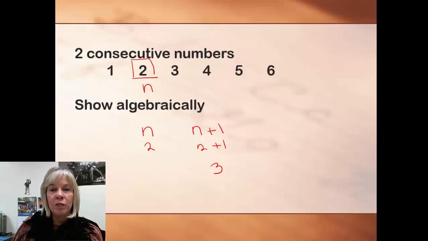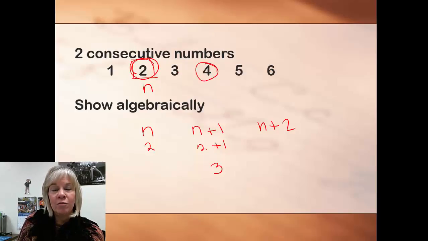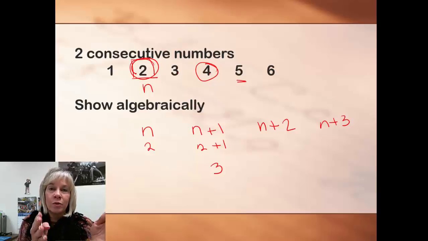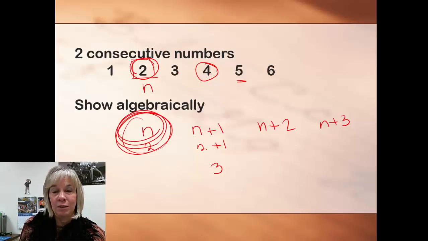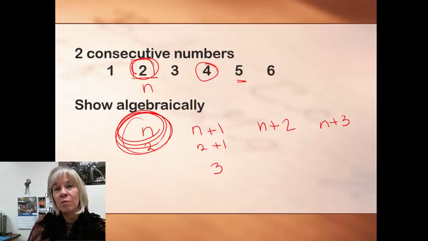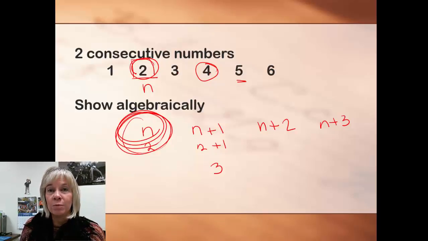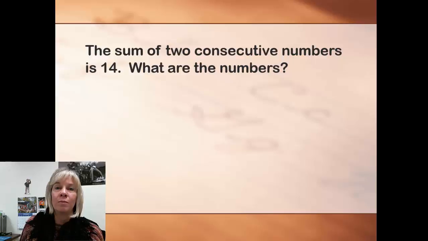The next number would be n plus 2. If n is 2, then if I add 2, I get 4. N plus 3 would be my next number. So as I progress through my consecutive numbers, I'm adding 1 each time. So n, this is always our starting point, the n. And then for each consecutive number, we would add 1 to our equation. Let's try putting this into a problem.